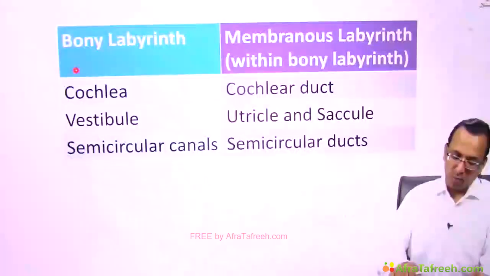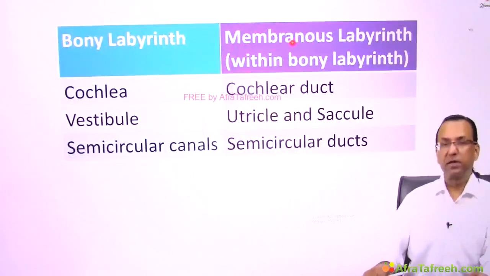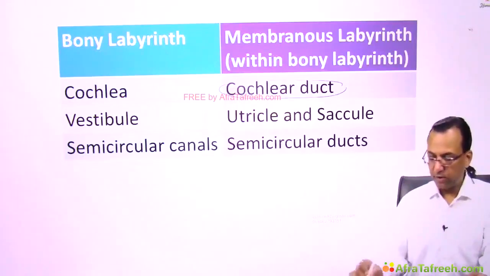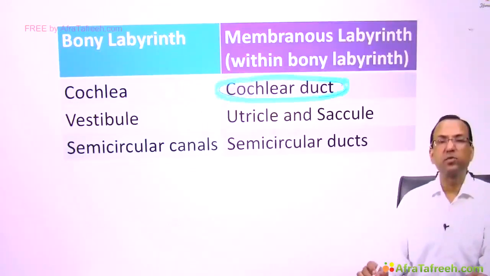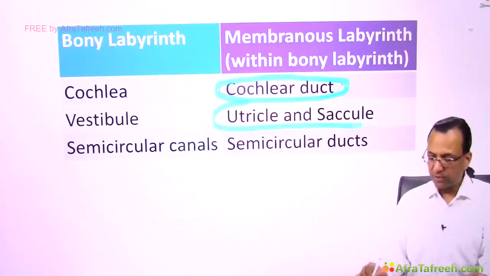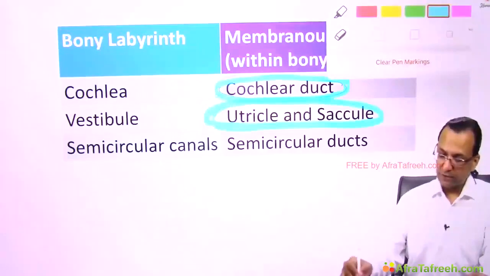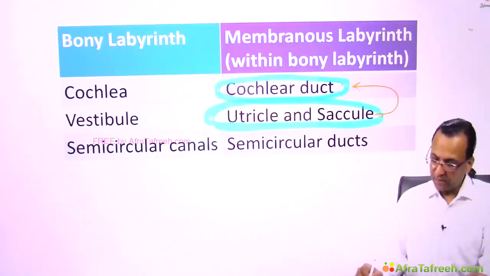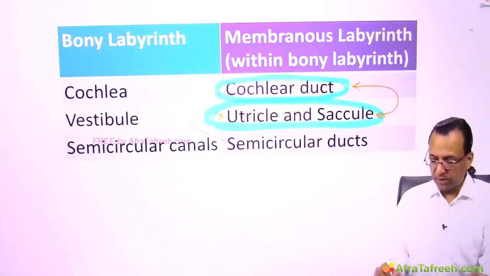Actually, we have told that inside the bony labyrinth is the membranous labyrinth. Inside the cochlea, the membranous labyrinth is the cochlear duct. Then what is inside the vestibule? I told you, the utricle and saccule. Where is the saccule communicating? The saccule must be communicating with the cochlear duct. And where is the utricle communicating? It is communicating with the semicircular canal.